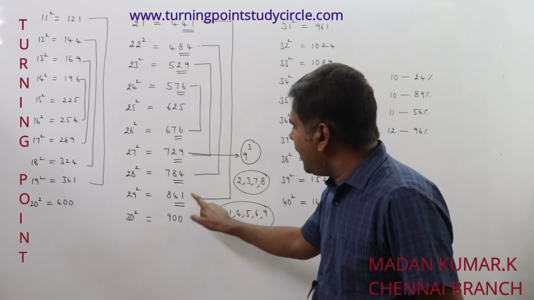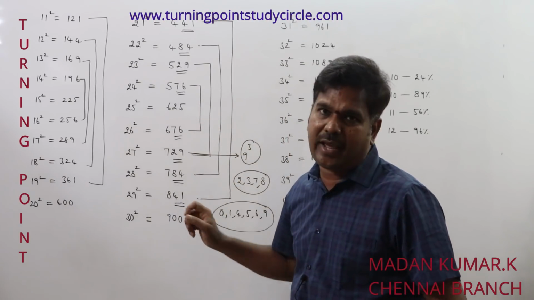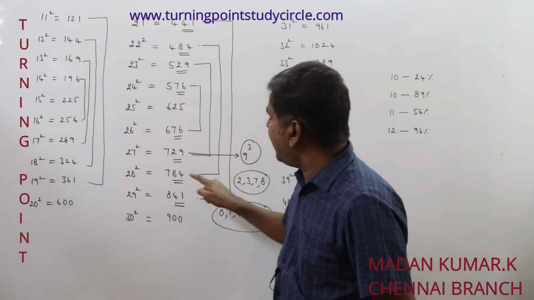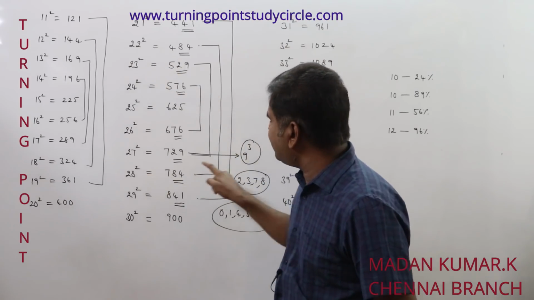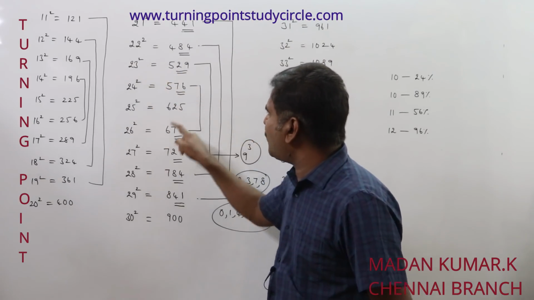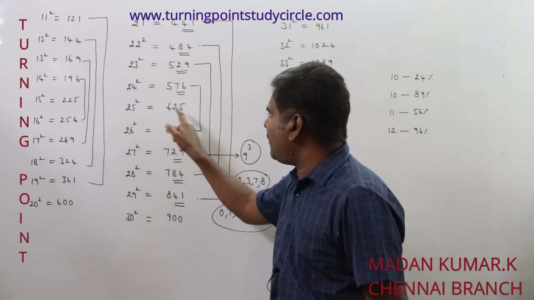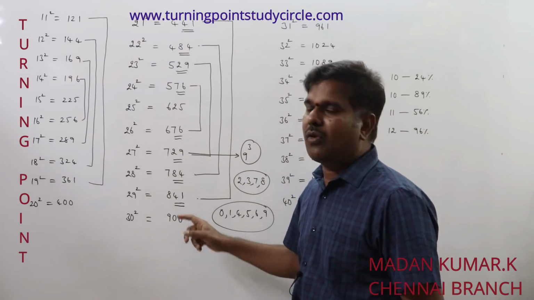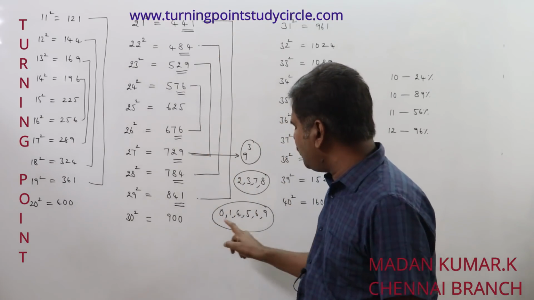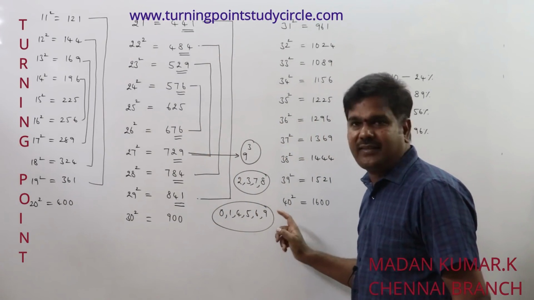In addition to that, all square numbers will be ending with the values 0, 1, 4, 5, 6, 9. 1 and 9 squares end with 1, 2 and 8 squares end with 4, 3 and 7 squares end with 9, 4 and 6 squares end with 6, 5 with 5, 0 with 0.